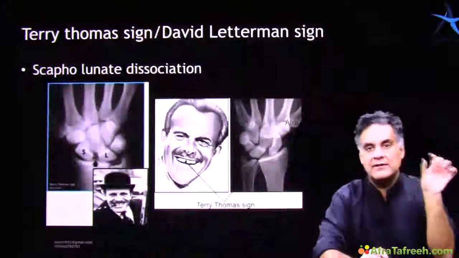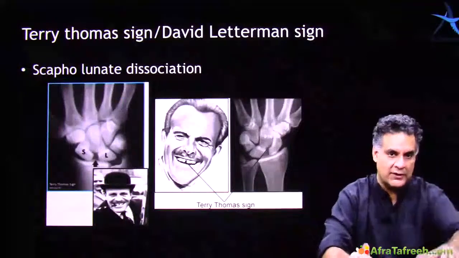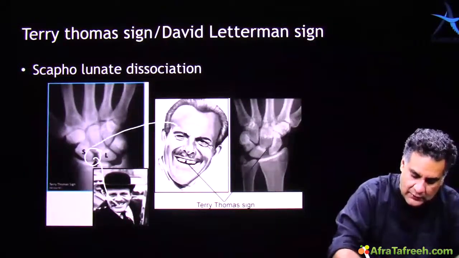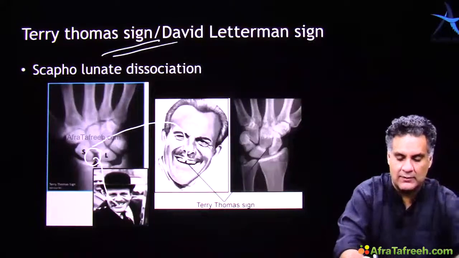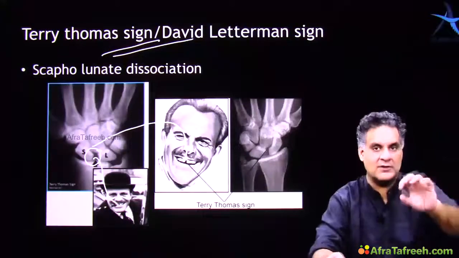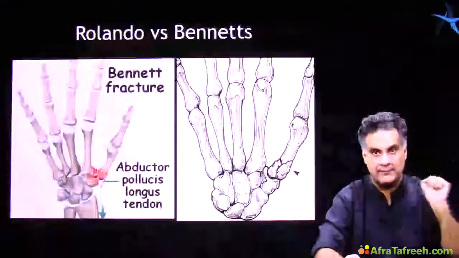The proximal pole undergoes AVN, and any AVN, avascular necrosis, the bone will look more white, dense. And then, if there is a disruption between the scaphoid and lunate, you will see a gap here, which is like a gap between the teeth of this gentleman, called as Terry Thomas or David Letterman sign. And in cases of scapholunate dissociation, you have something called as a ring sign also, which is there.